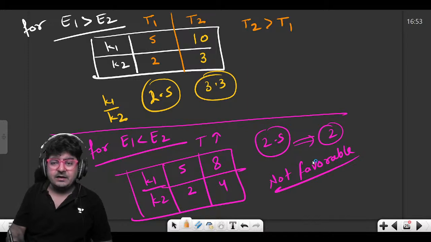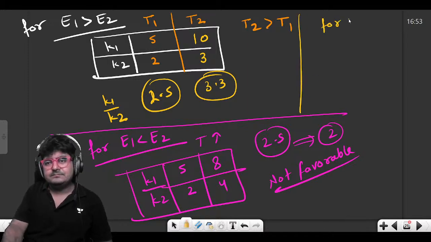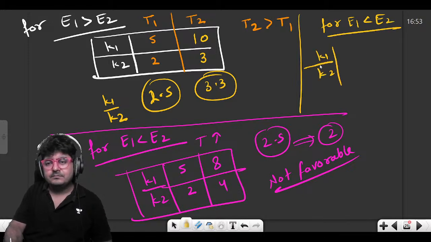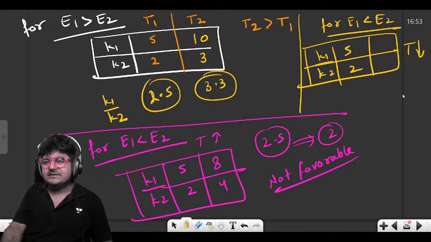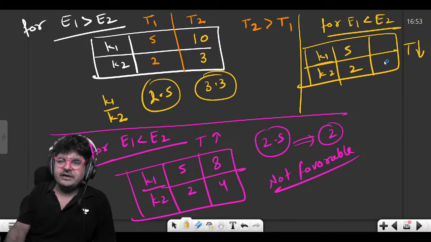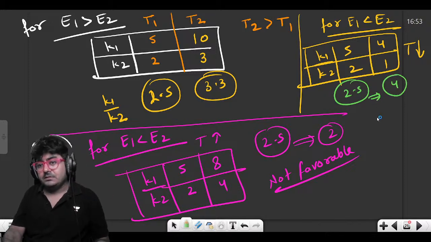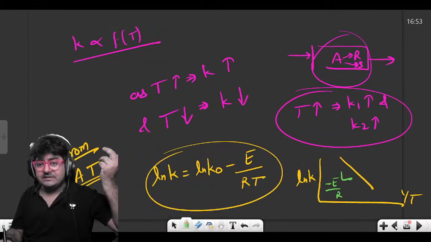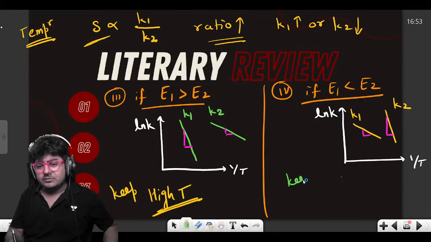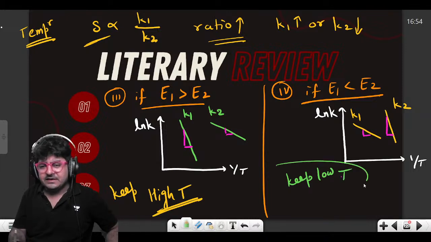बट इसी केस के लिए यू गाइस कैन अंडरस्टैंड, अगर हम टेम्परेचर डिक्रीज करते हैं तो बोथ विल डिक्रीज, तो सपोज K2 हाफ हो जाता है एंड K1 डिक्रीज होके 5 से 4 हो गया, देन you can see ratio was 2.5, now the ratio is 4, ratio increase हो गया means selectivity will increase. I hope you are understanding. So we will keep low temperature means we will decrease the temperature.